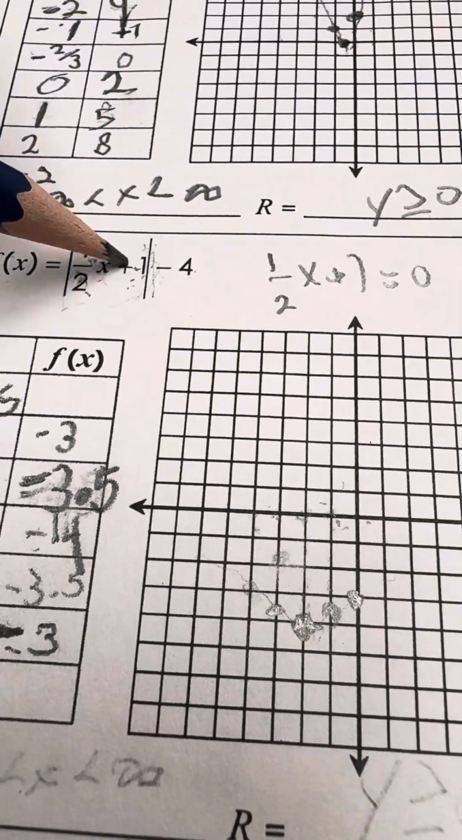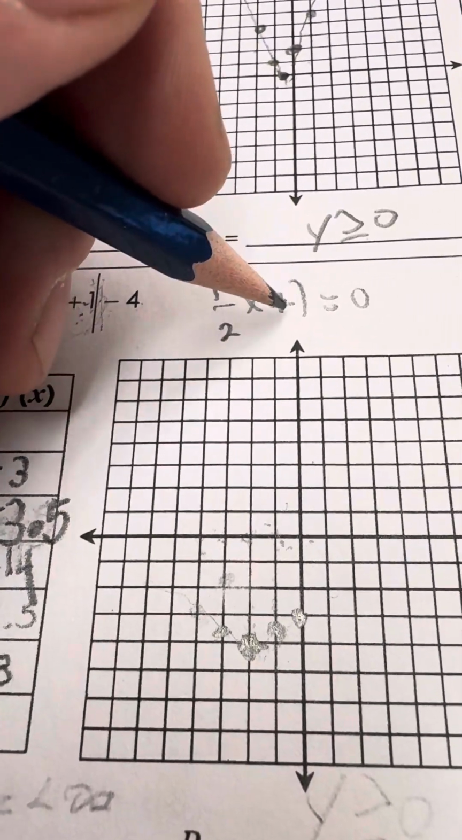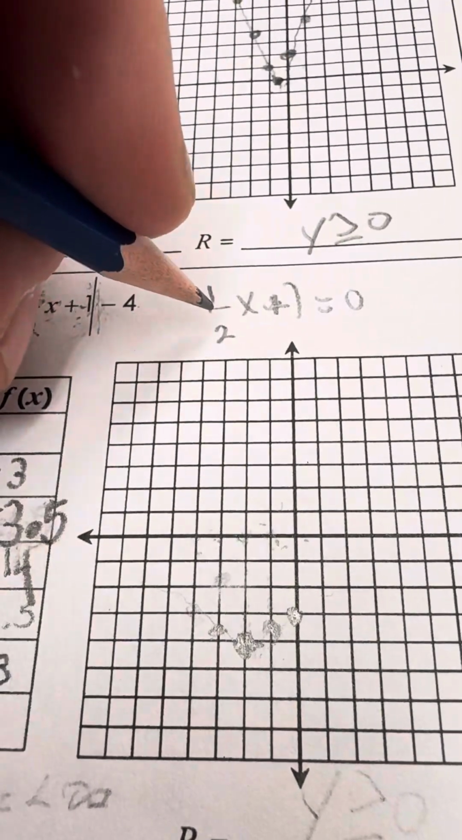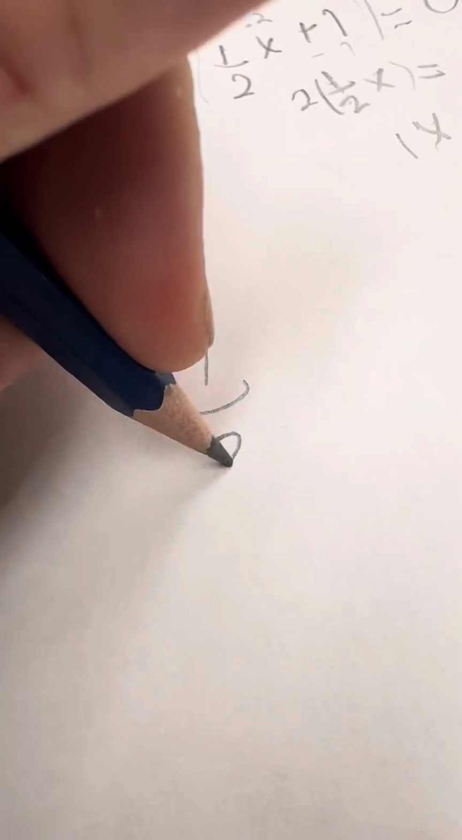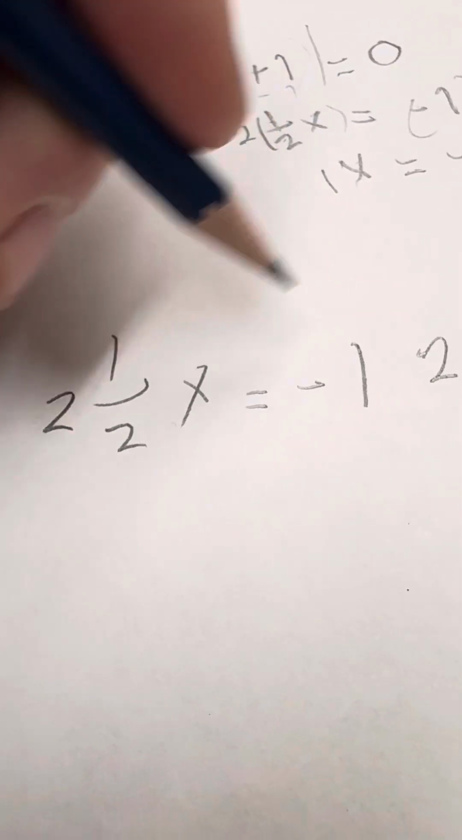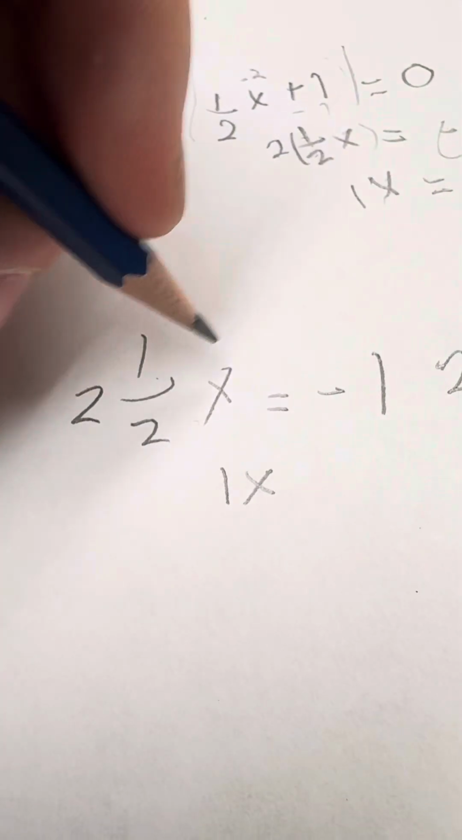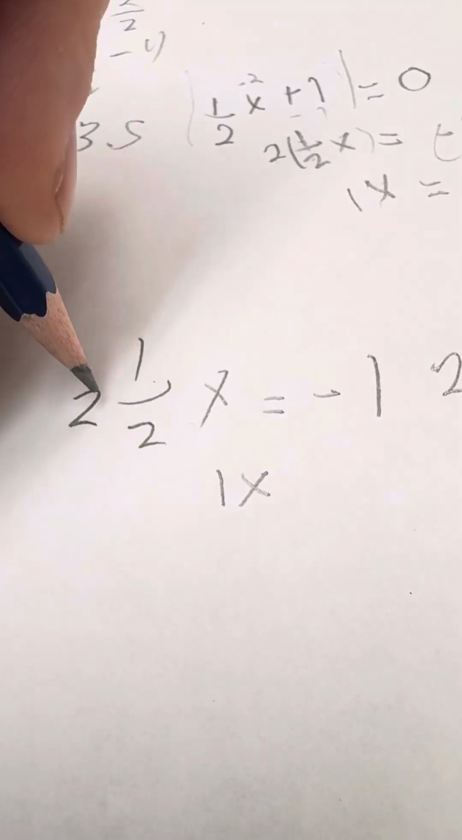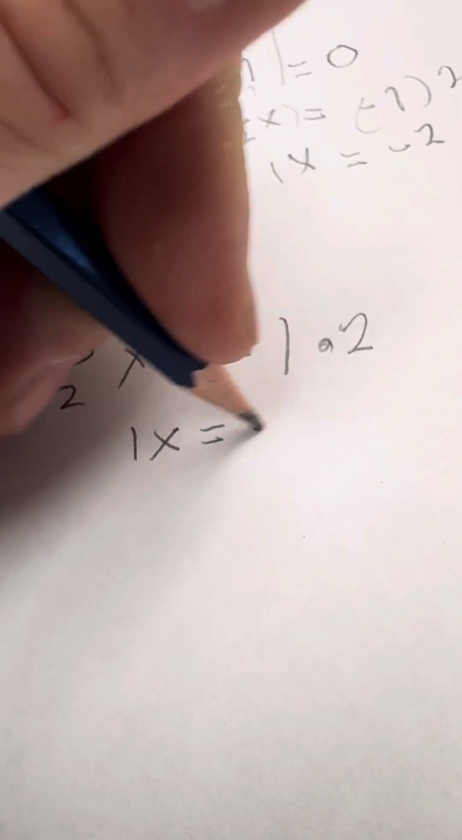Okay. That's a plus. Can't see it. So if I subtract 1, I get 1/2 x equals -1. If I multiply both sides by 2, 2 times 1/2 is just 1x. That's how I get rid of the fraction, right? Multiplied by what it's divided by. And over here I have -1 multiplied by 2, -2.